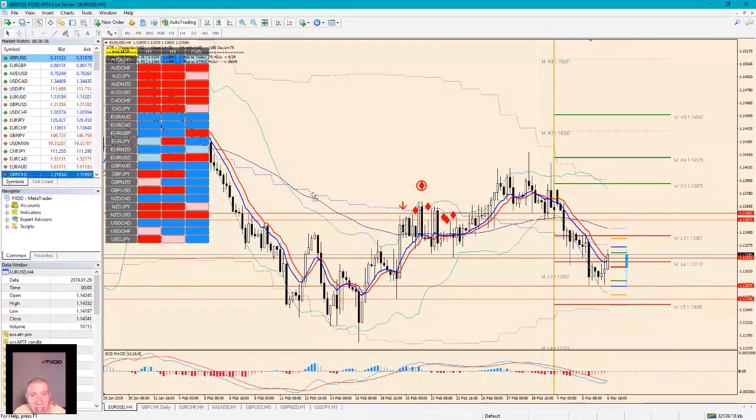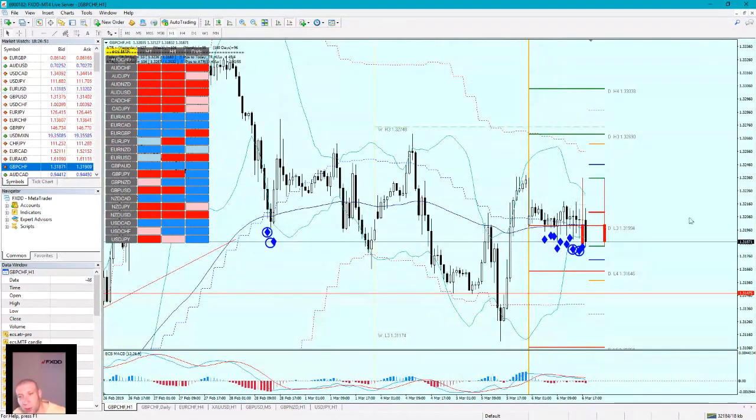GBP Swissy, we had one trade. My live room had one trade today. Okay, this was the signal. Some news kicked in, the price dropped. But what we did, guys, we actually protected close to 20 pips on the GBP Swissy.